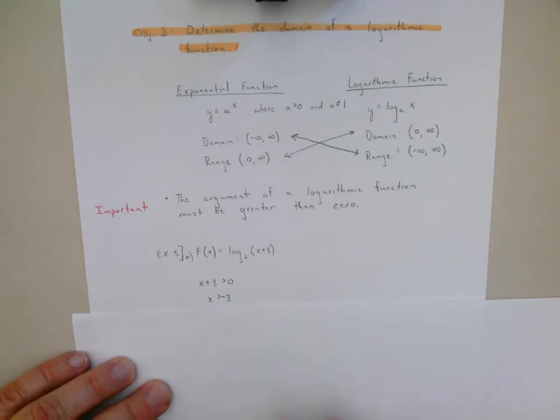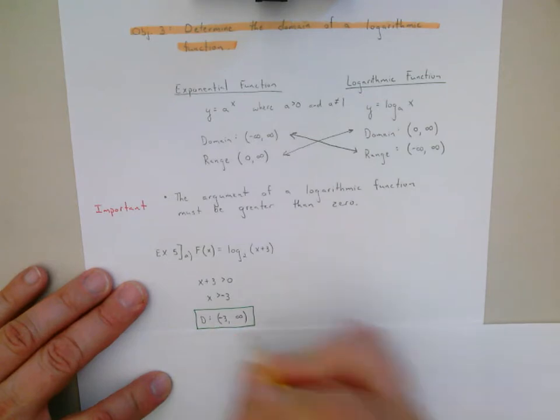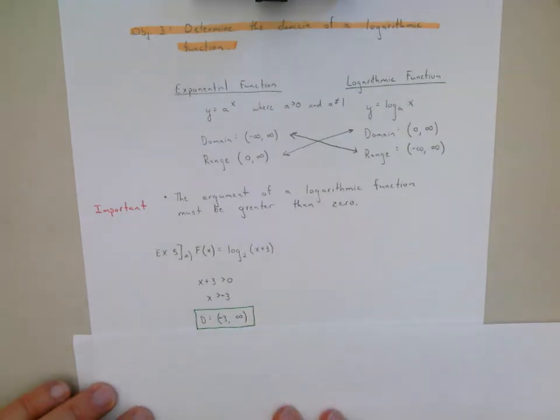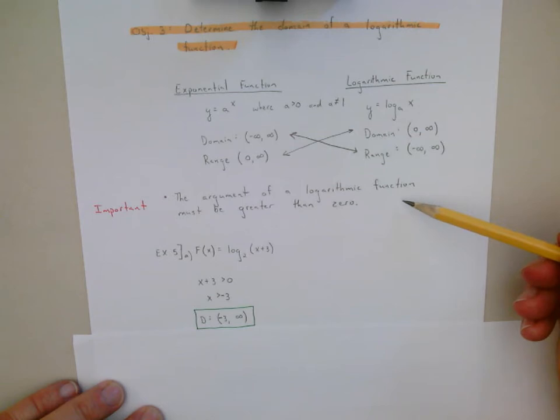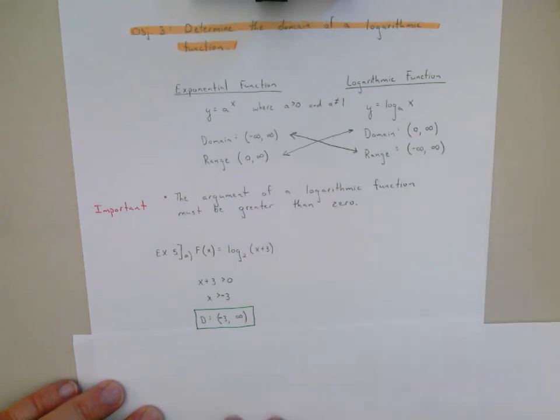Almost made a mistake there. That means that our domain contains all of the values between negative 3 and infinity. Notice this is an open interval because the argument may not equal 0, and therefore negative 3 is excluded from our domain. If you need a moment to pause the video and make sure that you have this important rule about the domain of logarithmic functions and example A done, go ahead and pause and write them down now.